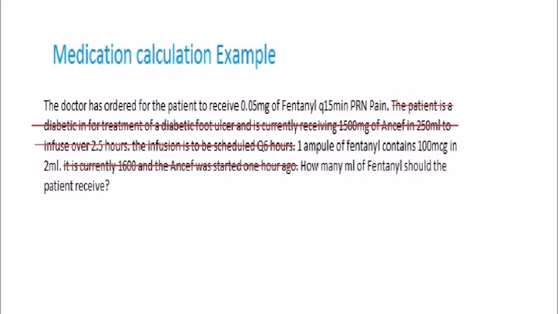So I went through and crossed out everything that's meant to be a distractor in this example. You can see basically that all you have left is what the doctor ordered, which was 0.05 milligrams of fentanyl, that fentanyl comes in 1 ampule, which contains 100 micrograms in 2 milliliters. And the main question of it, which is how many milliliters of fentanyl should the patient receive?